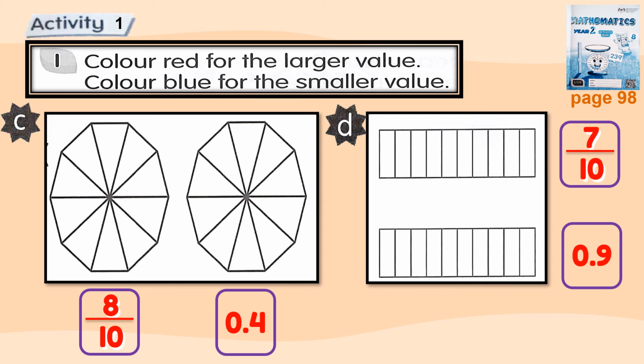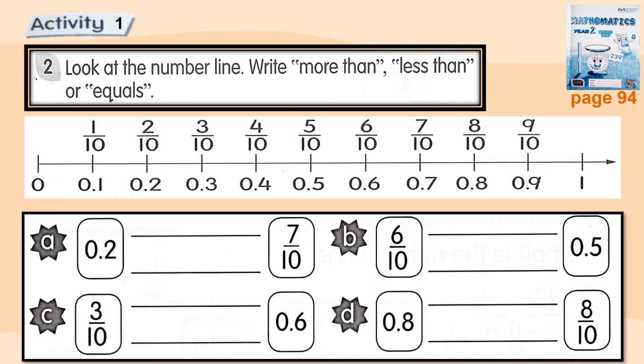For C and D, try to do it yourself. 2. Read the instruction. Look at the number line. Write more than, less than, or equals. Okay, this is the number line. A. 0.2 and 7/10.